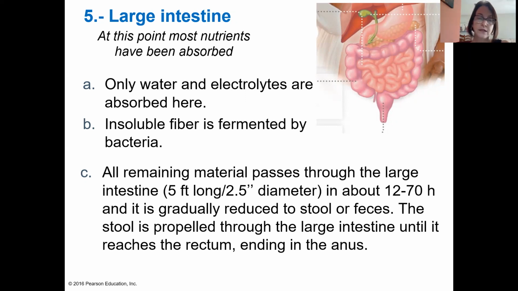Here in the large intestine, everything passes through this large tube in about 12 to 70 hours. And then whatever is left from the digestive process is reduced to stool or feces, and then it is excreted through the rectum and the anus, which is just the end of this large intestine.